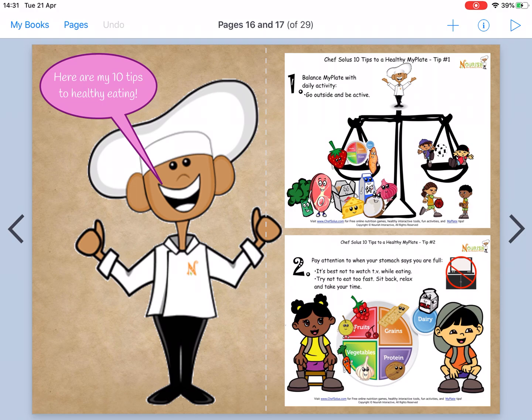All those kinds of activities you can do without needing very much space, just to get your heart beating for 15 to 20 minutes every day. His second tip, number 2, says you need to pay attention when your stomach says you're full.